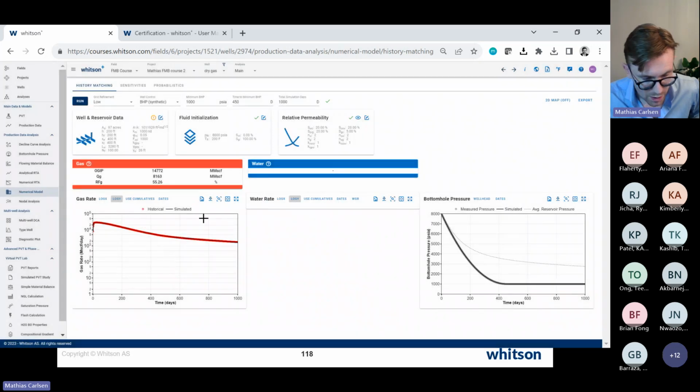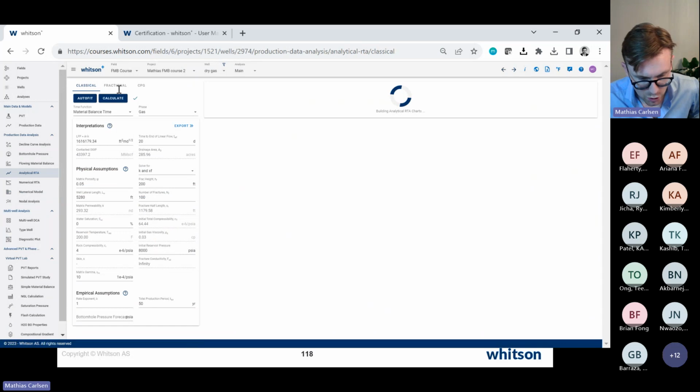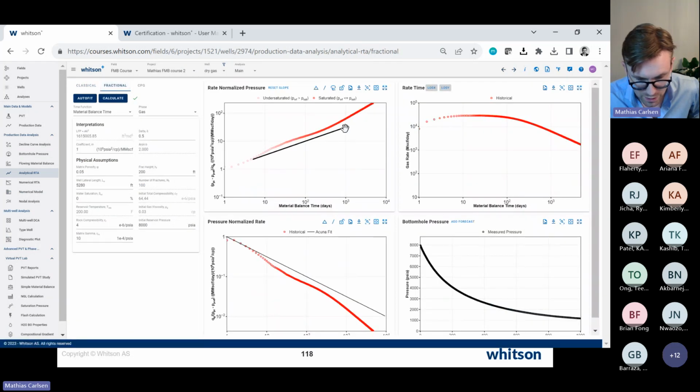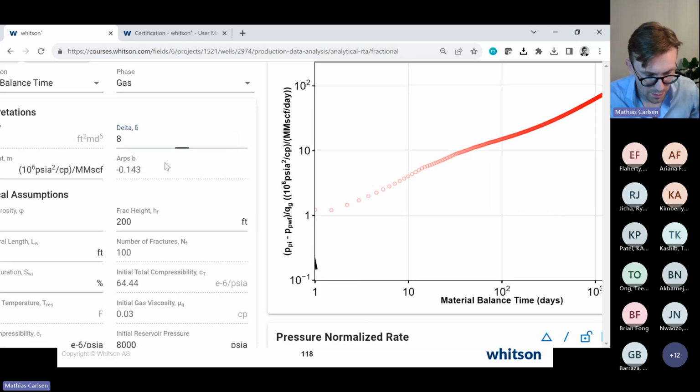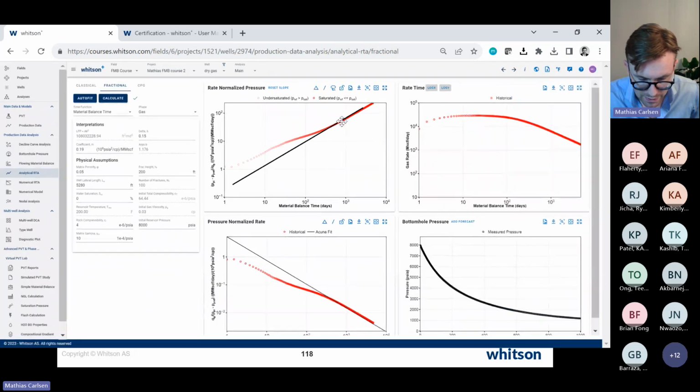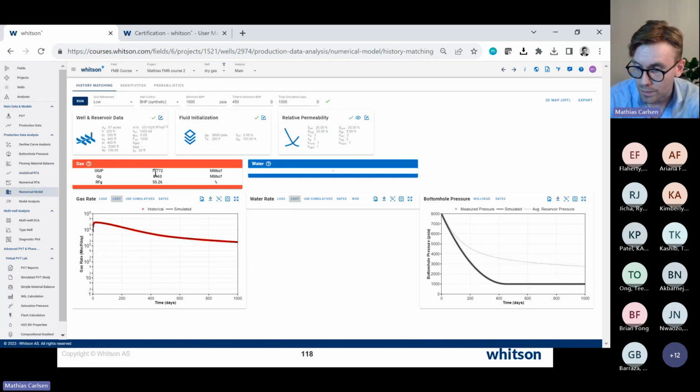the data points here. This is not in the scope of the course, but I can check in fractional RTA, for instance, that at late time my delta is not a perfect 0. It's like 0.15 or so, maybe even a little more aggressive, maybe 0.20. So that means that this well is not in full boundary yet, and you can see that on the average pressure as well. So when I do the multiphase FMB and the flow material balance, I will not be able to see the full pore volume.